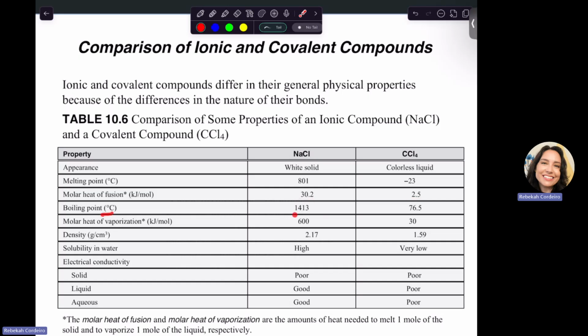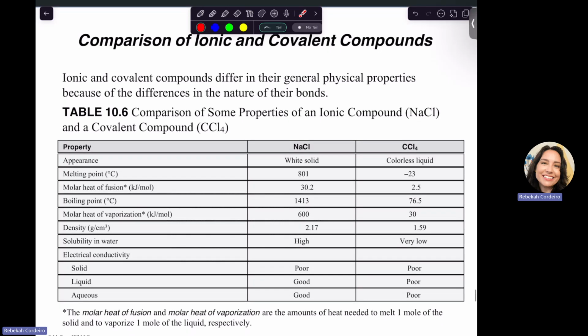The boiling point is also way higher for ionic than covalent. The molar heat of vaporization is basically the enthalpy of evaporation. So the energy we have to put in to evaporate something, again, is really, really high. We see we have more solubility in water for ionic compounds. They're more dense. They don't really conduct electricity as a solid, but if you are able to get them into liquid or aqueous form, they're good conductors of electricity. Aqueous form is really easy because we just dissolve it in water. And then covalent compounds just don't conduct electricity very well at all in general, even when you try to dissolve them in water. So why is this?